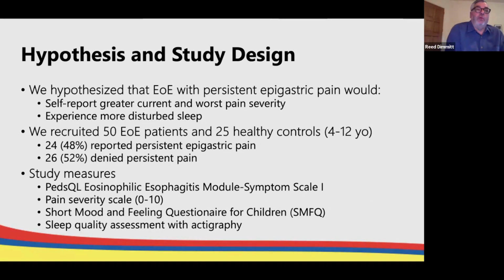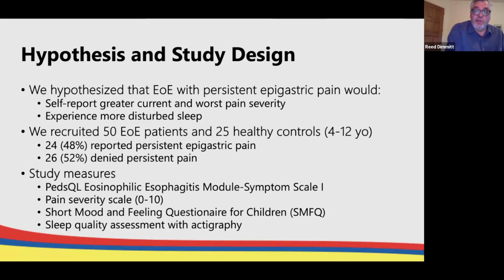They were ones who had been diagnosed and had undergone appropriate treatment and had histologic evidence that their disease was no longer inflammatory. And then we also had 25 healthy controls. These were aged 4 to 12 years old.